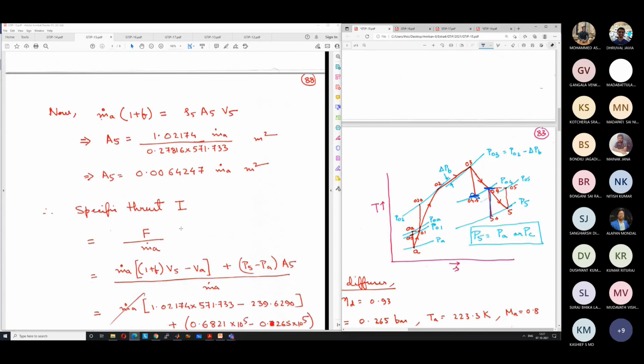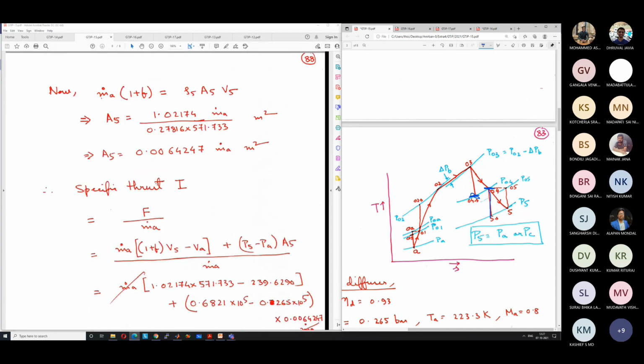Okay. So the specific thrust is the thrust divided by the mass flow rate of air. There are two thrust components. Remember, one is the momentum thrust. What is the momentum thrust? It is the change in momentum. The air is accelerated through the nozzle and it gives an opposite reaction to the engine. As a result, the engine moves forward. So equal and opposite force is applied as per Newton's third law.